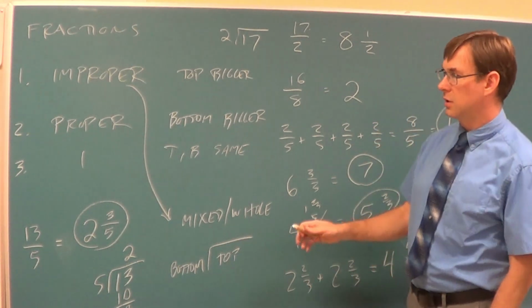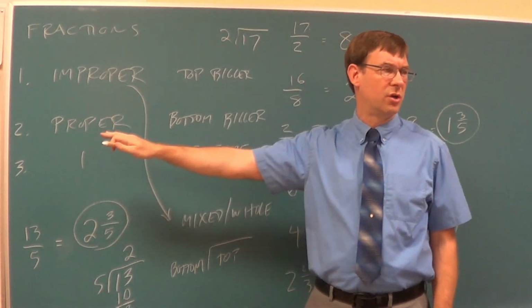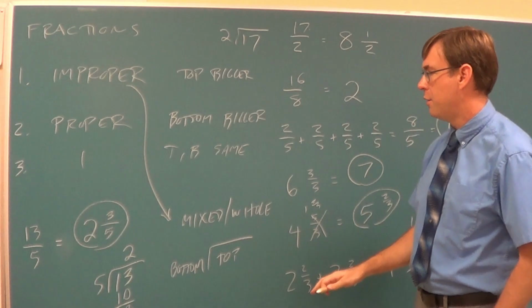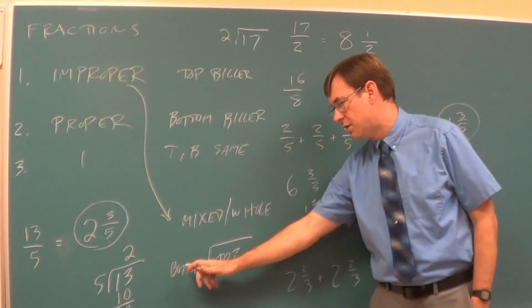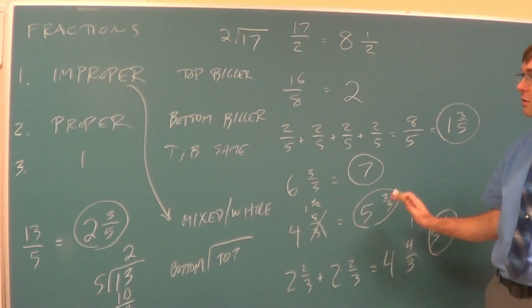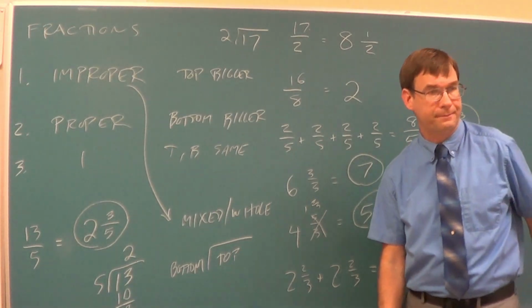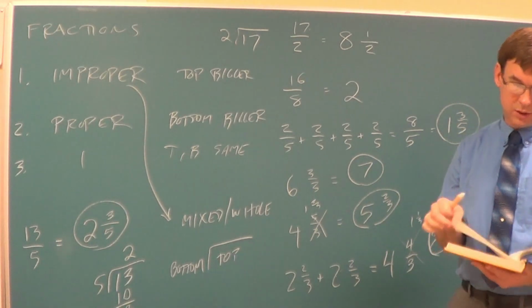There's not a vocab quiz or anything on this, but you do want to know the words proper and improper. Those are just good to know. You want to know when top and bottom are the same, it's 1. That's just stuff you want to know, even apart from any kind of quizzing. The main scheme of the day is divide the bottom into the top. If it goes evenly, you've got a whole number. If there's a remainder, you've got a mixed number. Anything on that?